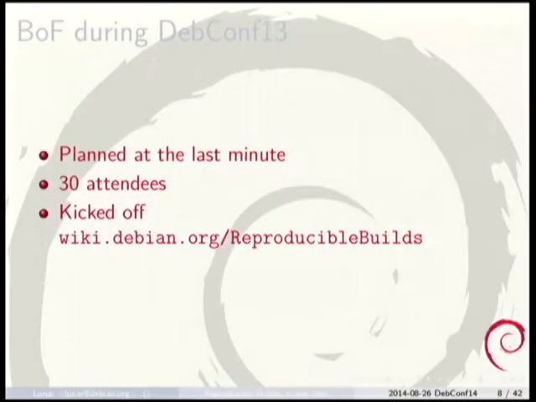So what happened is, after the example of the Tor browser, I scheduled a really last-minute BoF during DebConf 14 in Switzerland, and I was very surprised because about 30 people showed up. And we had an interesting 45-minute discussion, which was short, but still. And that kicked off the wiki page Reproducible Builds. The wiki page tries to gather a lot of information, it's a long page. If you want to help make it better, please do.